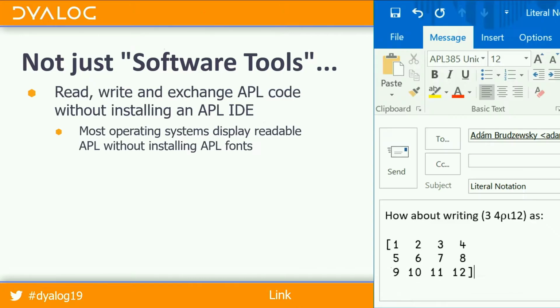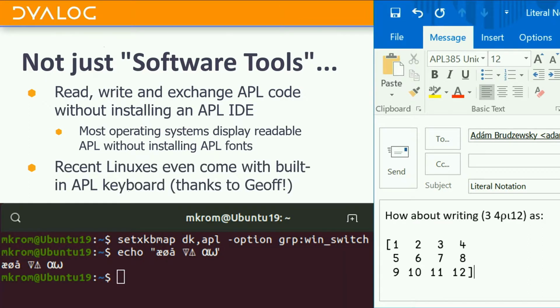And it's not just software tools. Once you have stuff in text files, you can start attaching things to email messages. You can write email messages with APL code. APL symbols have just become completely ordinary things out in the world. You can have APL text in email messages.